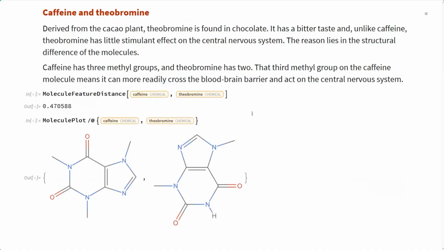A couple more molecules I want to take a look at. First, caffeine and theobromine.